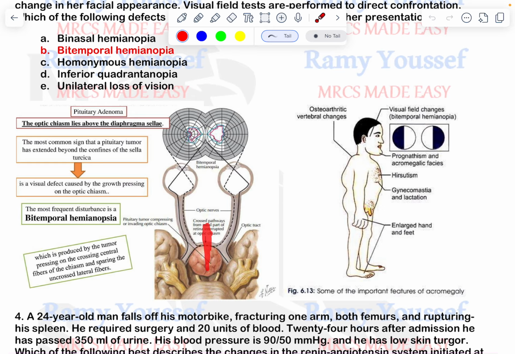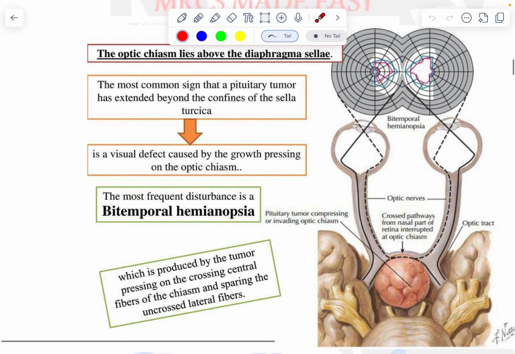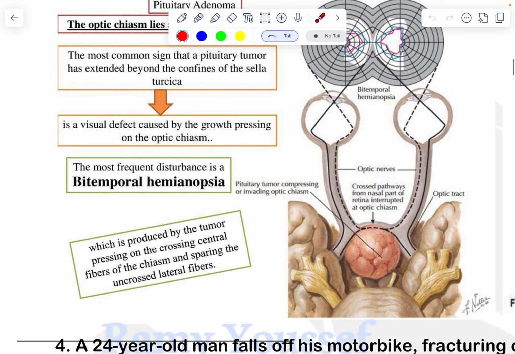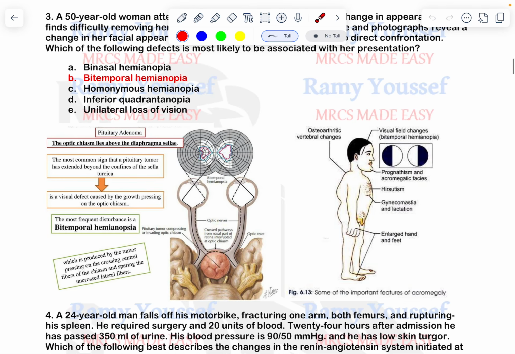Whenever there is compression at this level, on the medial side, there is crossing. So this is bitemporal. This side is lost, and it is also called tunnel vision. So pituitary adenoma, optic chiasma is above the diaphragma sellae, most common sign of pituitary tumor extended beyond the confines of sella turcica, visual field, gross pressure on optic chiasma, bitemporal hemianopia. Anopia, it is not anosmia, anopia, which is produced by the tumor pressing on the crossing of the central fibers.